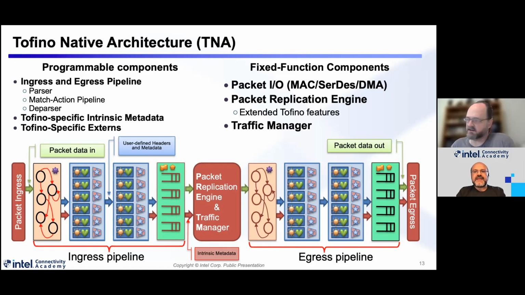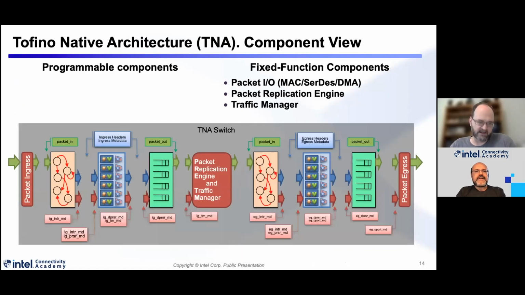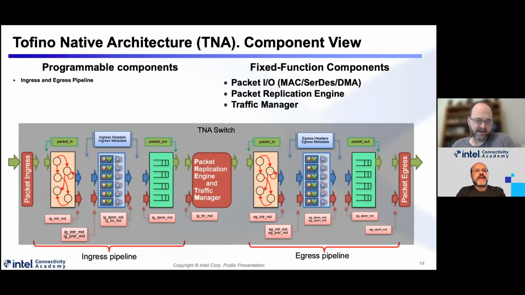Like any P4 architecture for P4-16 and most switch architectures, like PSA, TNA has packets coming in on the left side here from network ports, going through an ingress parser, control, and deparser, then a traffic manager that can do packet replication or mirroring, and then we have egress, similarly parser, control, and deparser.